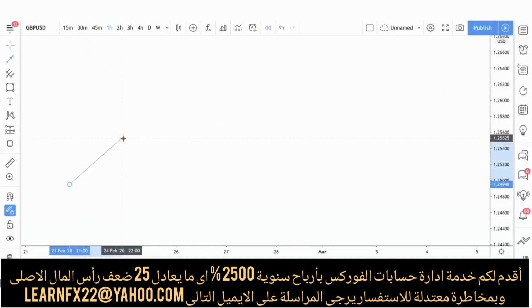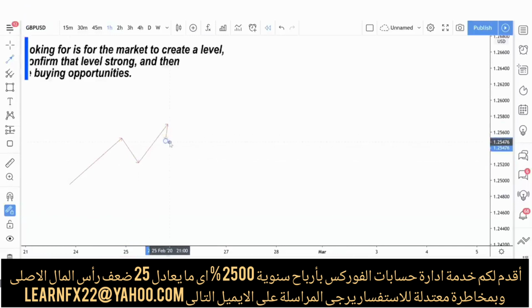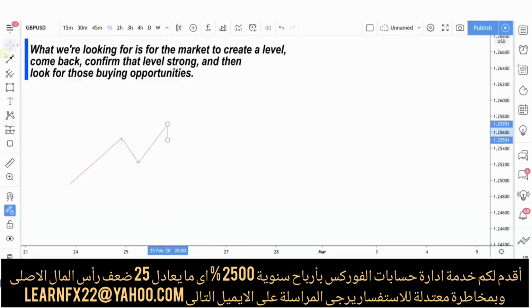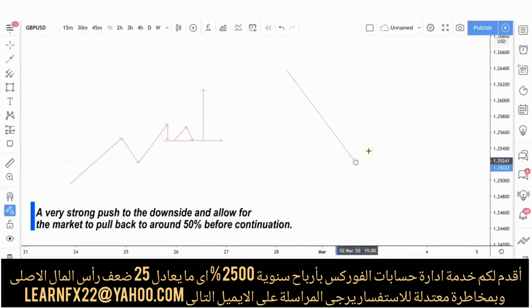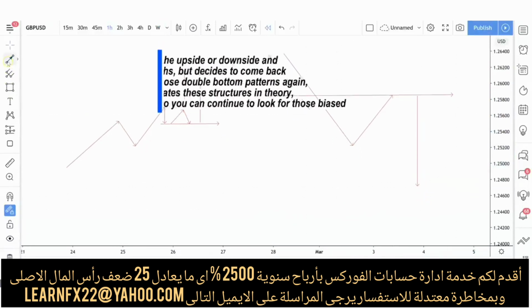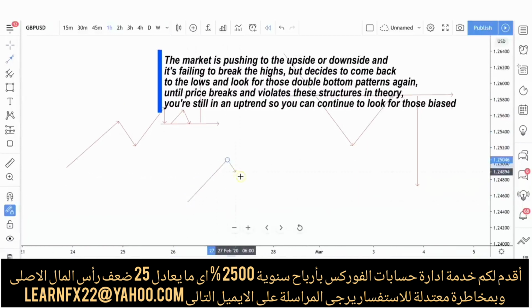So 3 patterns. Very aggressive pullbacks. When we see this pattern, what we're looking for is for the market to create a level, come back, confirm that level strong, and then look for those buying opportunities. Second pattern is a very strong push to the downside and allow for the market to pull back to around 50% before a continuation. Final pattern is if the market is pushing to the upside or downside and is failing to break the highs, but decides to come back to the lows, then look for those double bottom patterns.